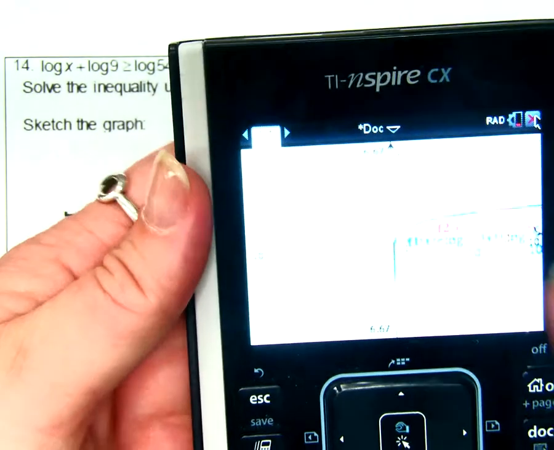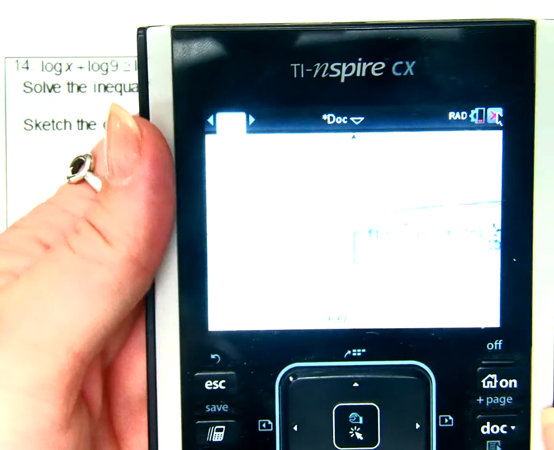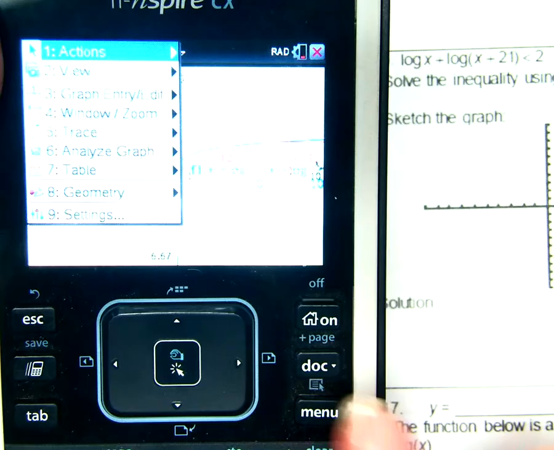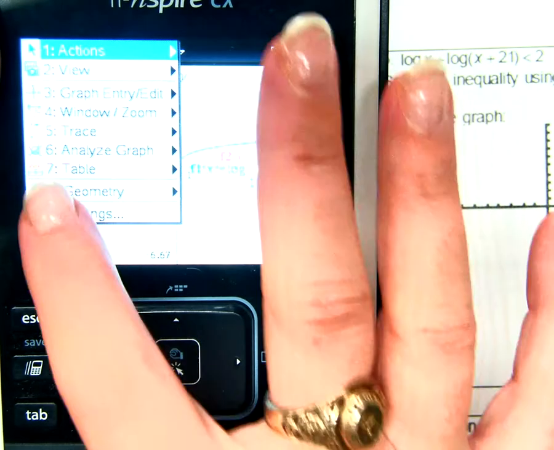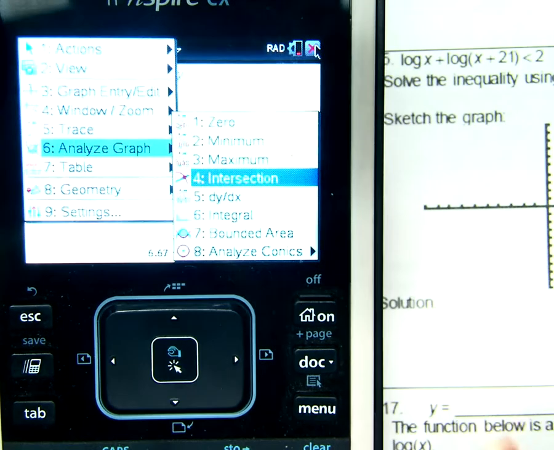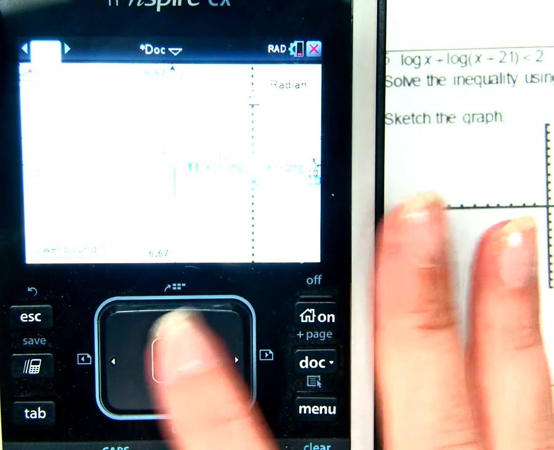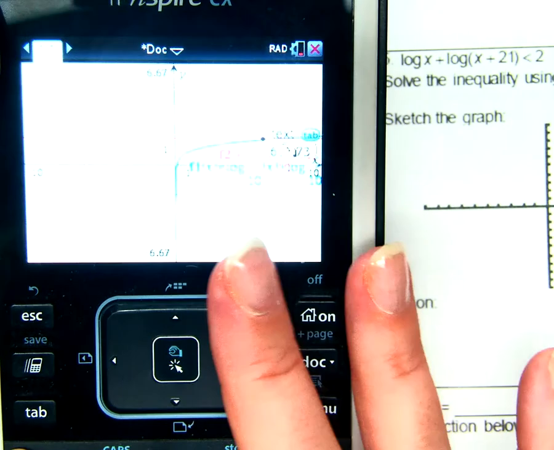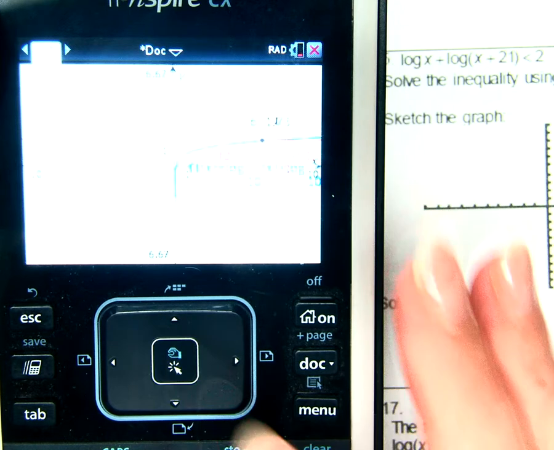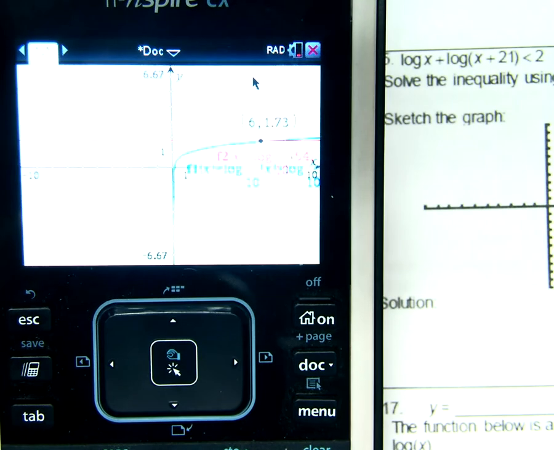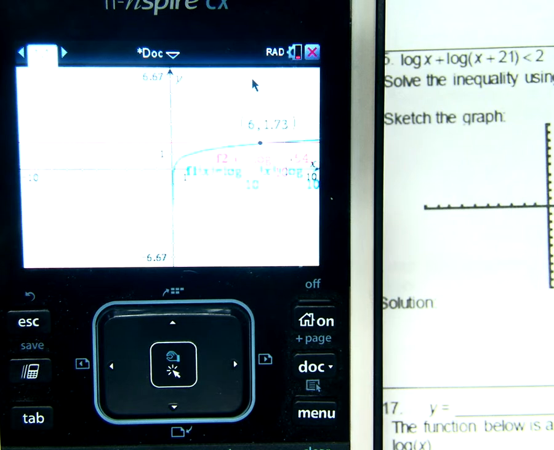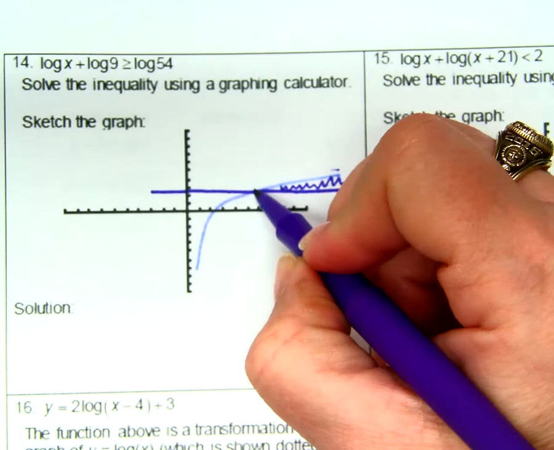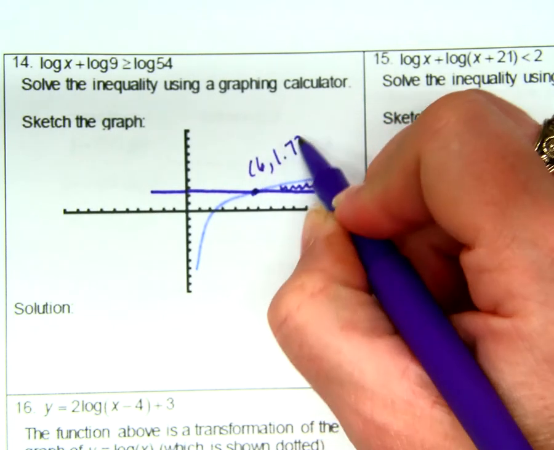So if we go to our calculator, what if I found where those two intersected? There we go, finally. Menu, analyze, intersection. I want the intersection that's right here. Now I can't see it very well, so I'm going to grab it and pull it up a little bit. What do I care about in that point? The x. What is the x at that intersection point? 6, right? The intersection point right here is 6, 1.73.